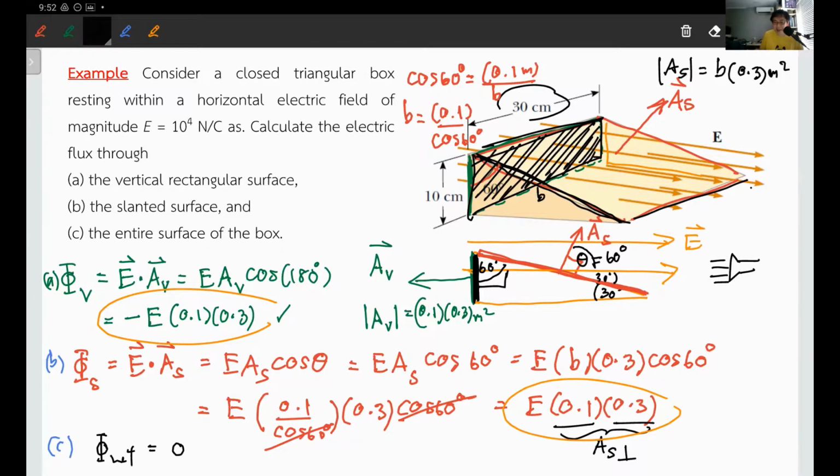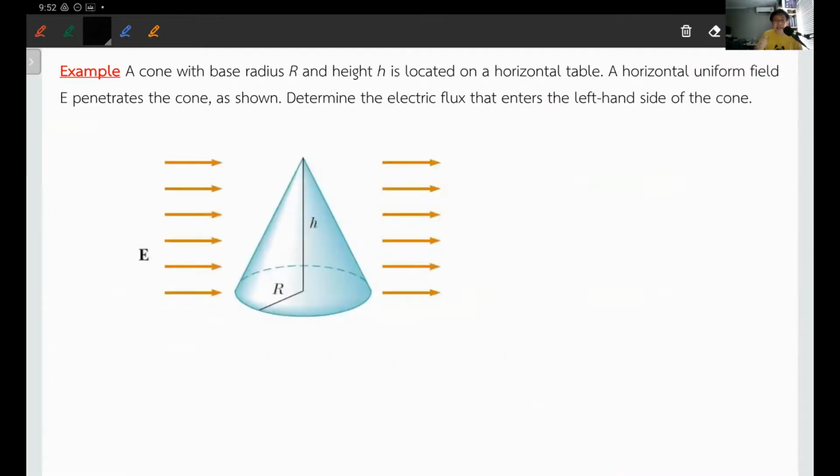All right, try again. This will once again pin down your understanding. If you can answer these questions, it means you understand how to calculate flux, and you understand what is meant by E dot A. A cone with base radius R and given height H is located on a horizontal table. Once again there is a uniform electric field in the horizontal direction. Determine the electric flux that enters the left hand side of the cone. Now they just want the left half.